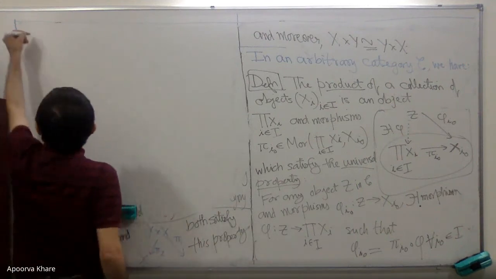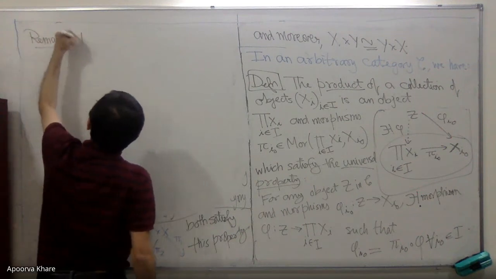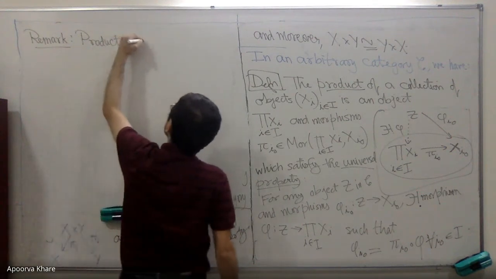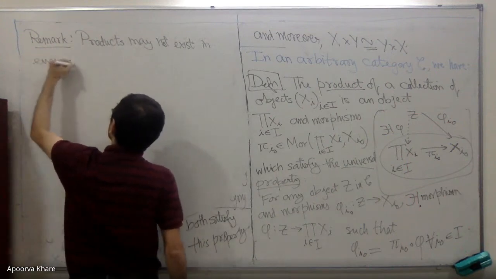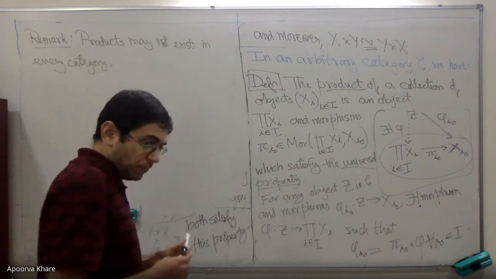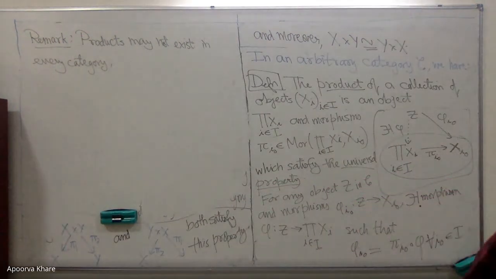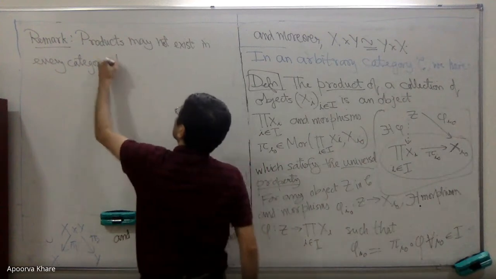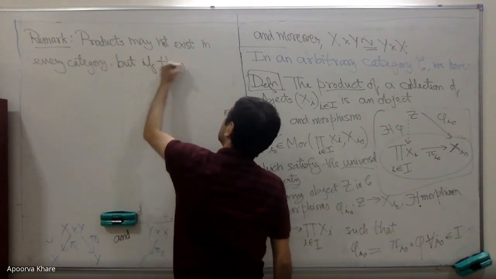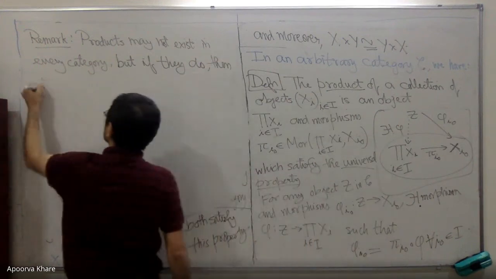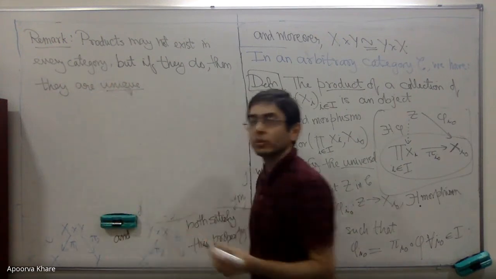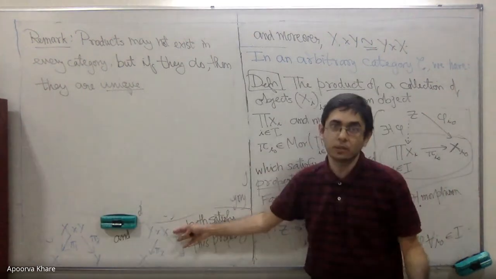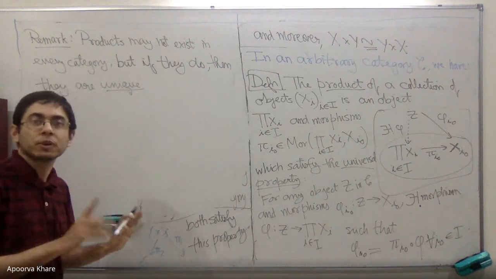So I should say the remark: products may not exist in every category, but if they do, then they are unique. Unique, but what does unique mean? Of course, they're not unique. We just saw that x cross y and y cross x are two possible products of sets. They're unique up to isomorphism in the category.